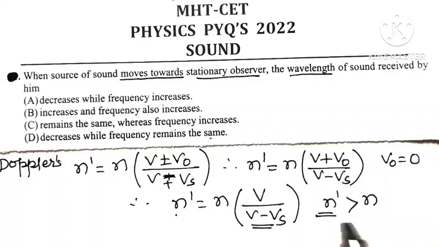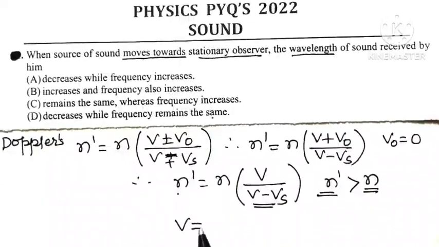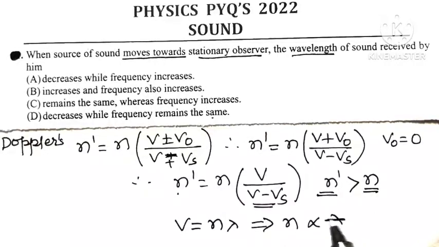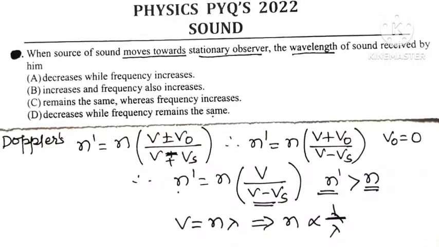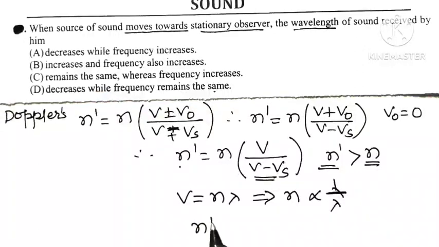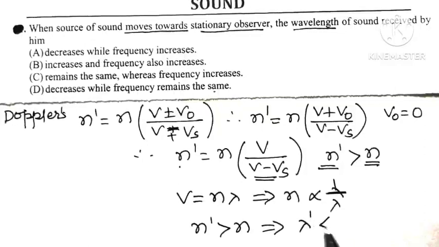Frequency heard by observer is greater than actual frequency, and because V is equal to N lambda, it means frequency is inversely proportional to wavelength. So when N dash is greater than N, it means that lambda dash is less than lambda.